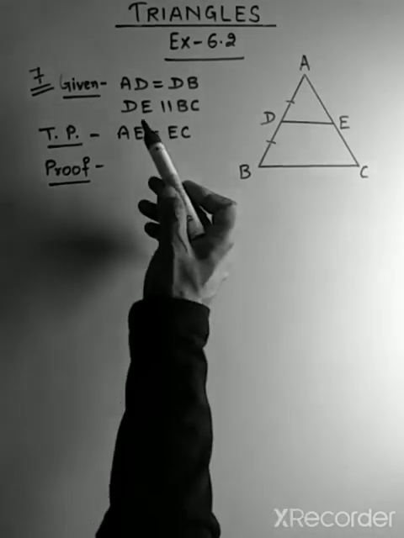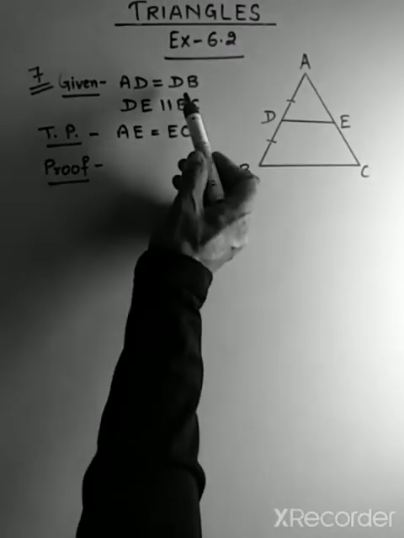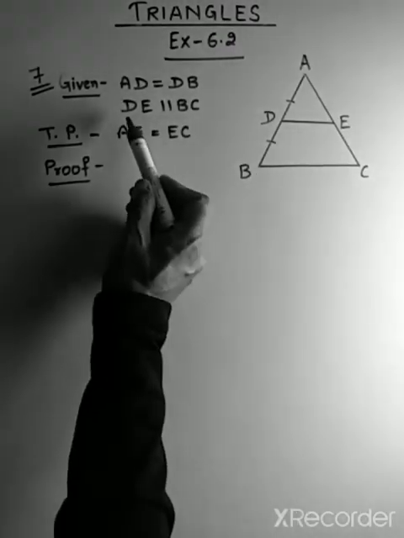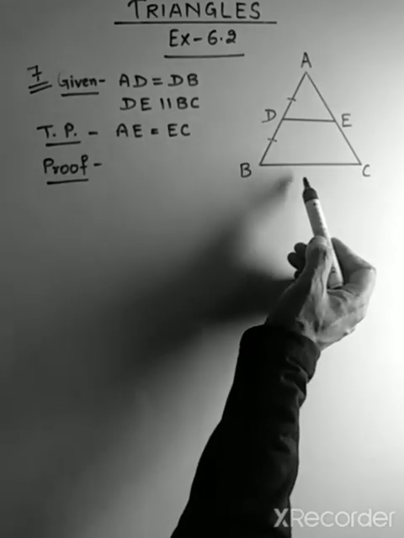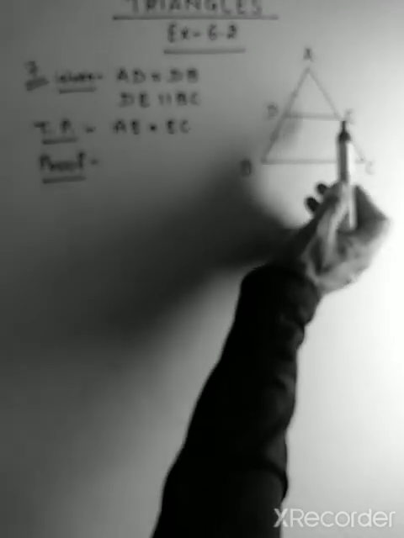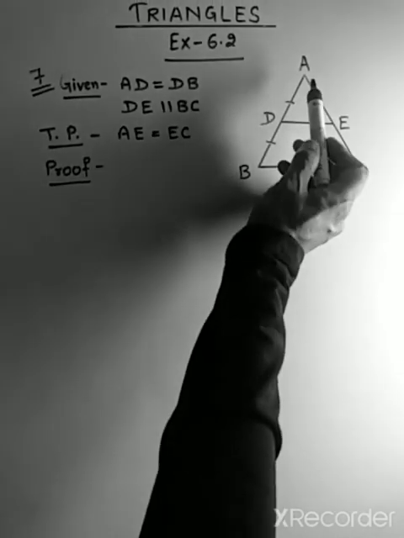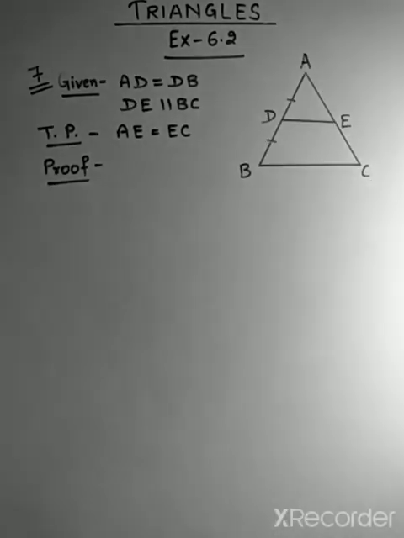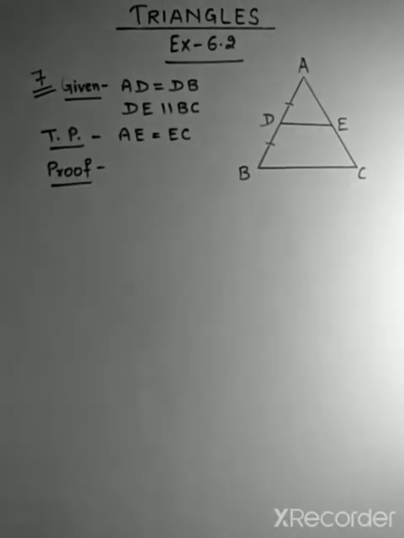So it is given that D is midpoint, so AD equals to DB. DE is parallel to BC. We have to prove that it will bisect the third side. It means AE equals to EC, or E is the midpoint of AC. This we have to prove.